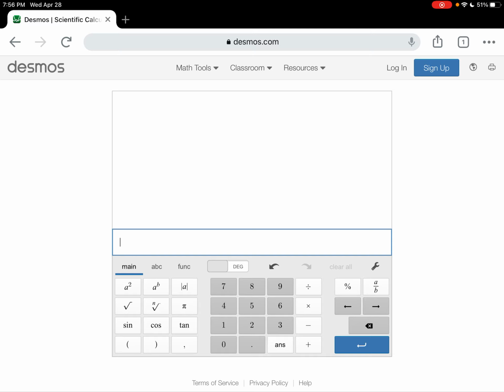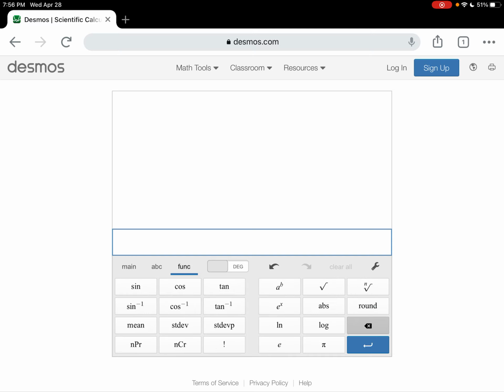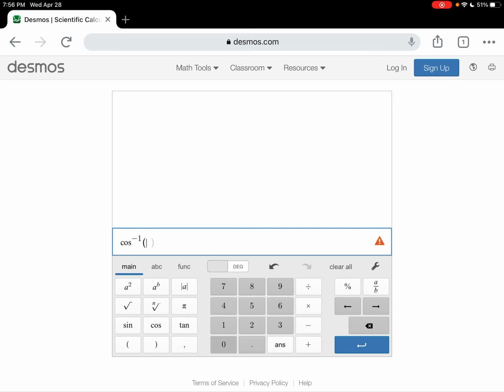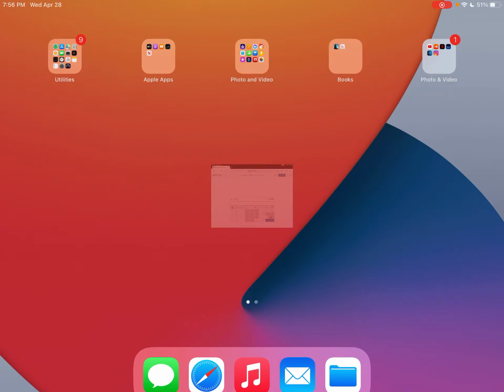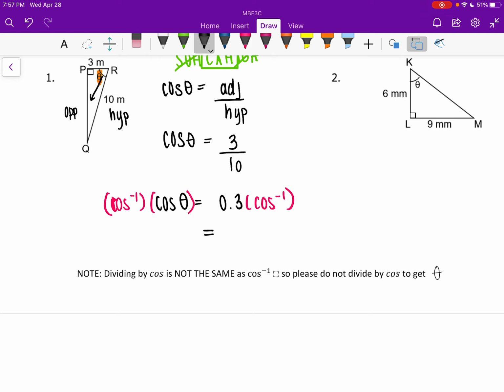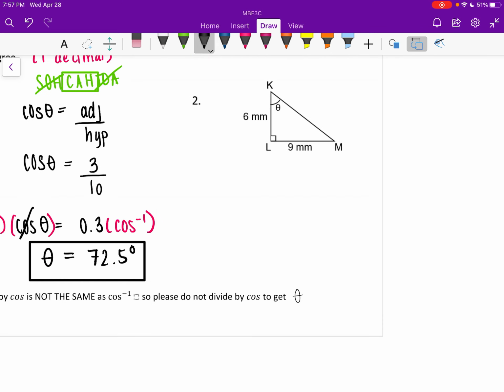So then I'm left with inverse cosine 0.3, close that bracket, enter. So it's 72.54, right? And it says only 1 decimal place, so we're going to leave it as 72.5. So 72.5 degrees is my theta, because I got rid of that cosine. Cool. So try doing 2 by yourself. Just pause the video here, and then I will come back and solve it for you.